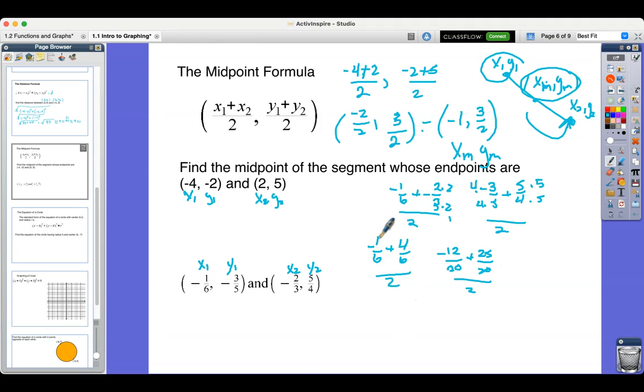Combine like terms, so negative 1 plus 4 is, of course, 3. Oh, not 3 over 2, sorry. 3 over 6, over 2. Here we add those, we end up getting 13 over 20, over 2. Now, we will reduce this here in a bit, but remember, when you have a fraction in a fraction here, we're going to take this and bring it up here next to it. So now this is saying 3 over 6 divided by 2.